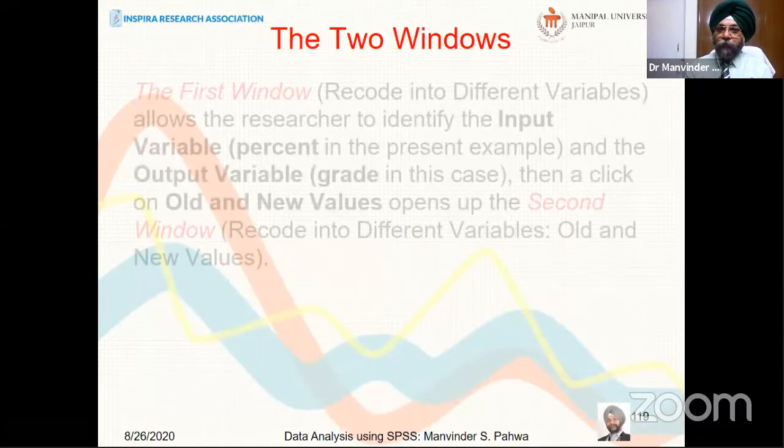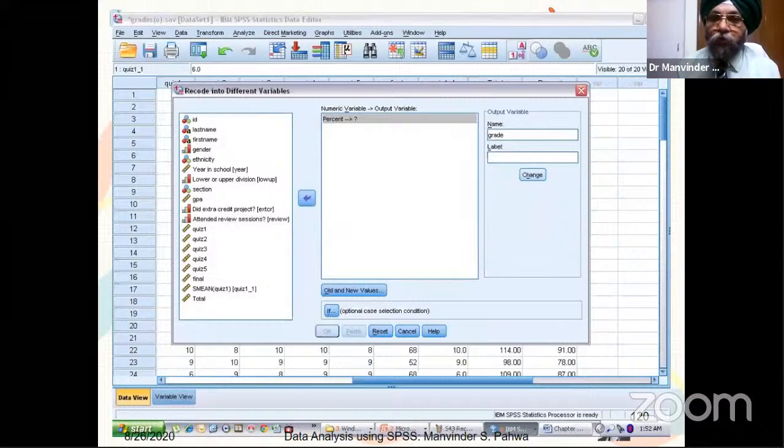Now in old and new values, this type of window will be there. We will be having recode into different variables. What you are actually doing now is changing the percentage into grade. When you press old and new values, this window will appear, in which you first write the percentage, and then you write the other one, because from percentage you want to transform it into grades. If you want to write a label, you can; otherwise keep it blank. These are the same labels which we used in the variable view. So percentage over here, grade over here, label if you want to write, and then press old and new values.